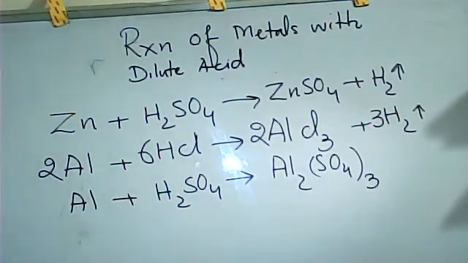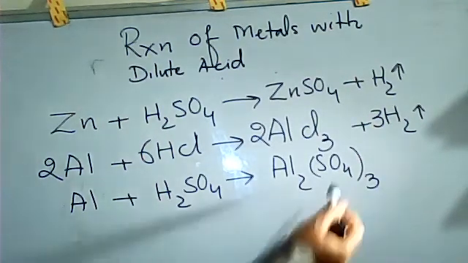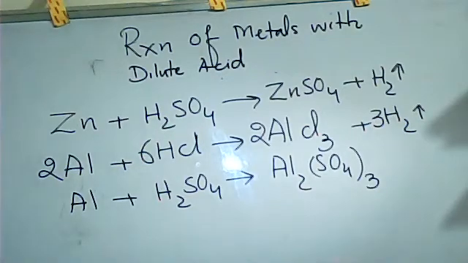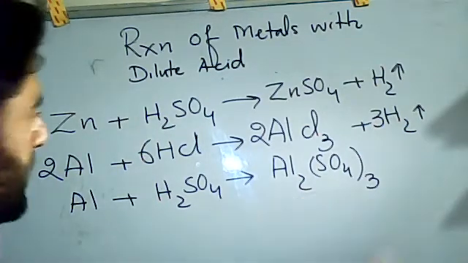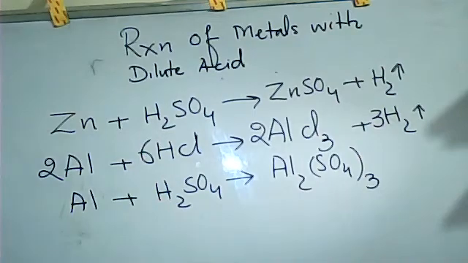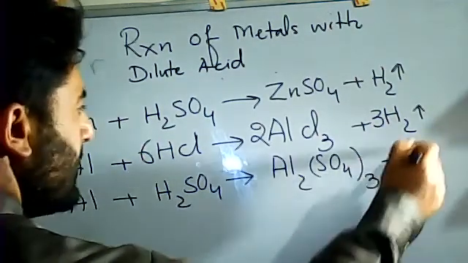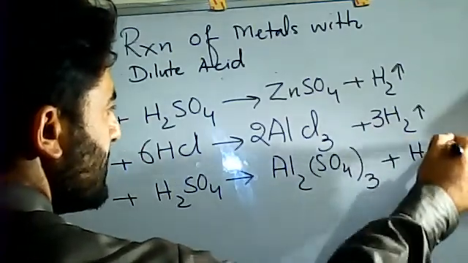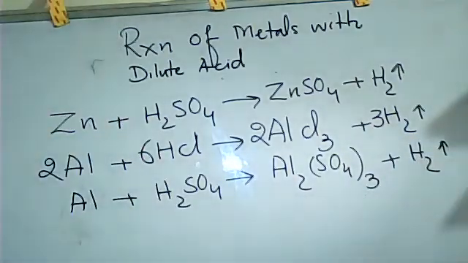We have a single charge on the SO4 ion, and aluminum is trivalent. So you see, there is involvement of 3 sulfate molecules. So the aluminum sulfate formed is Al2(SO4)3. And there is liberation of hydrogen gas. Now it's not a balanced reaction, so we have to balance it.